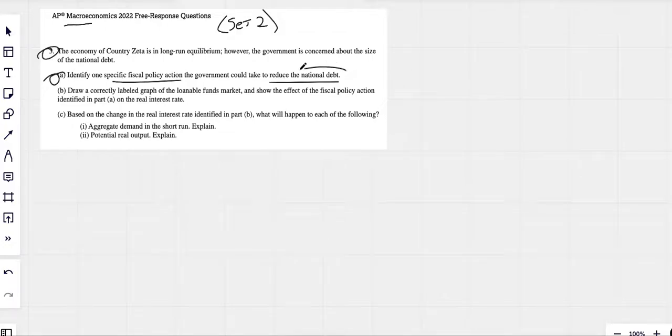So, we should recognize that to reduce the national debt, there's a couple things the government can do. Fiscal policy is always the government either doing government spending or taxes. If we want a contractionary policy to reduce that debt so the government doesn't owe as much, they can either reduce government spending or increase taxes. Either one is going to reduce the amount of money the government has to borrow. If they spend less, they don't have to borrow as much. That'll reduce the debt. And if they tax more, that's obviously going to reduce the debt also, because they're not borrowing as much money.